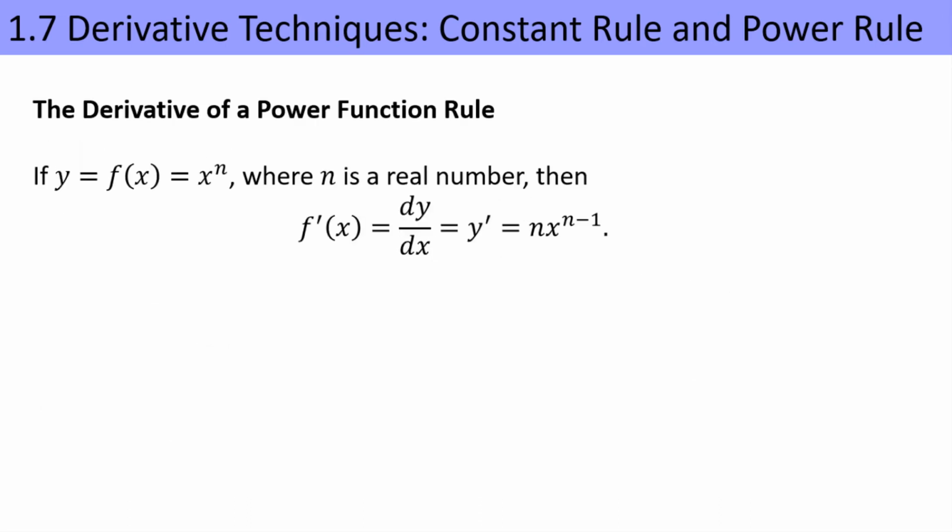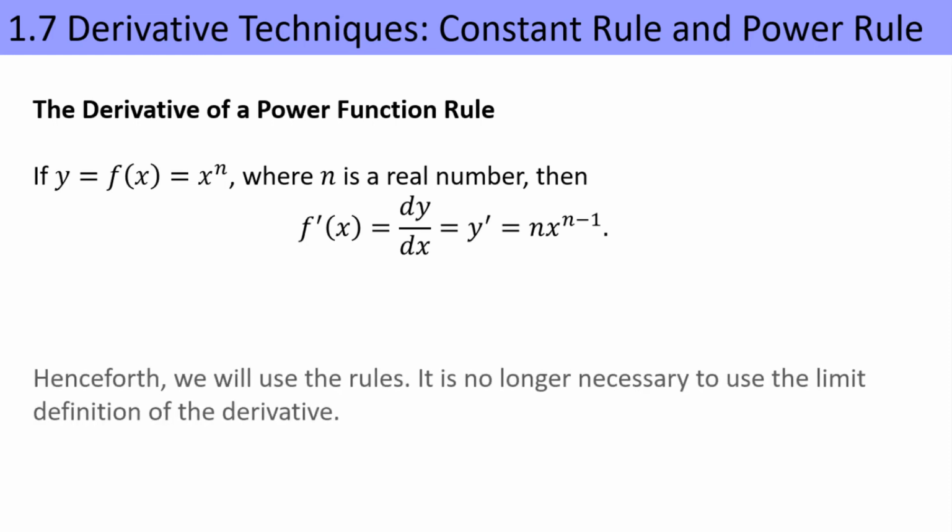The derivative of a power function rule: if y equals f of x equals x to the n, where n is a real number, then the derivative, denoted by f prime of x, or dy dx, or y prime, is n times x to the power of n minus 1. From now on, we'll use the rules. It is no longer necessary to use the limit definition of the derivative.